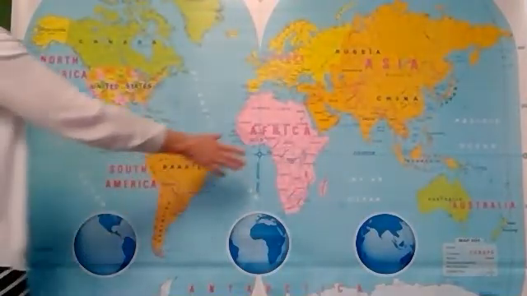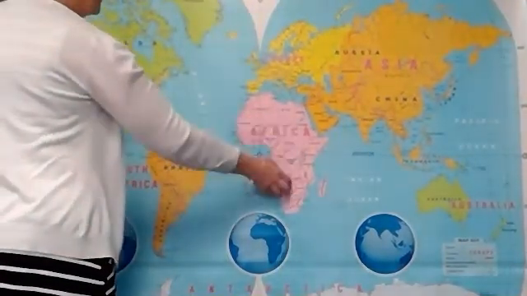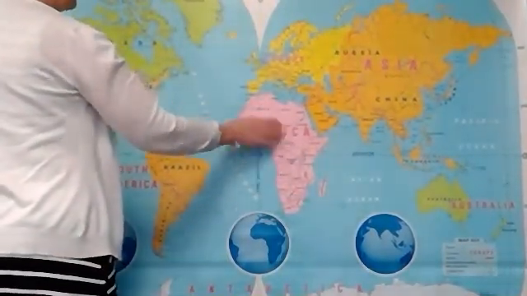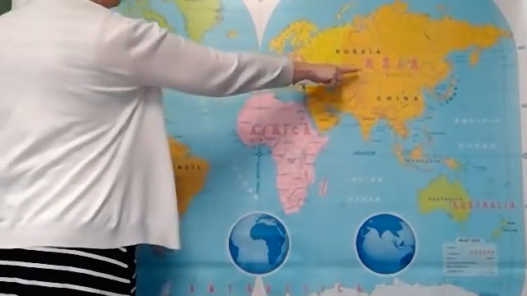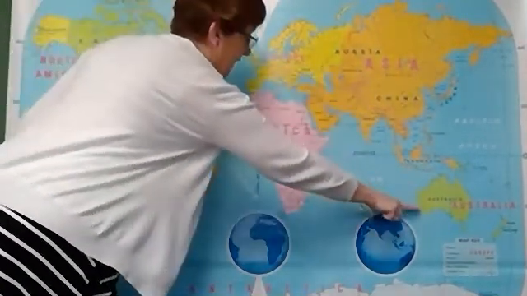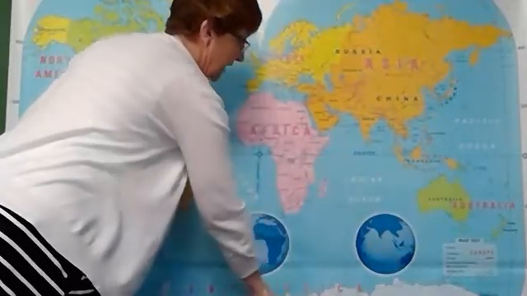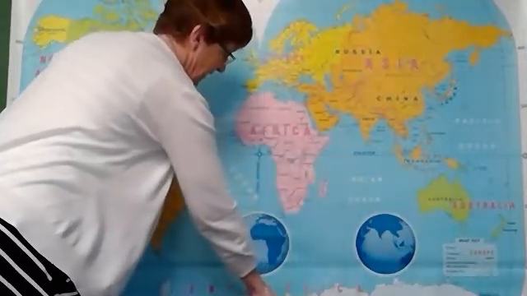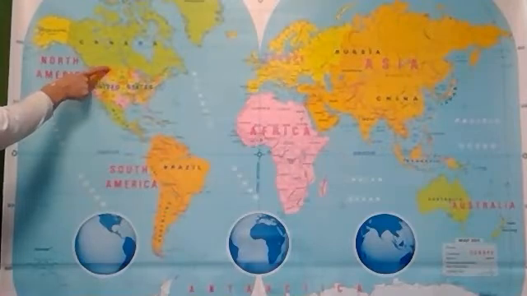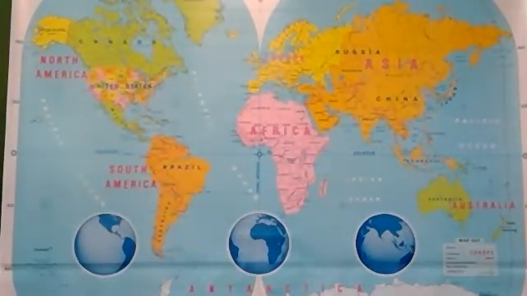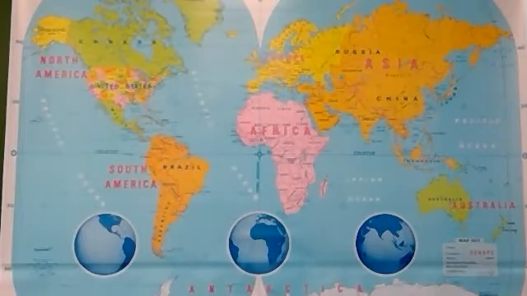If you start here, right in the middle, and know that this one is Africa, up and a little bit to the right is Europe, to the right is Asia, underneath Asia is Australia, underneath Australia is Antarctica. Come back up to Africa, over to the left we have North America, and right under North America we have South America.